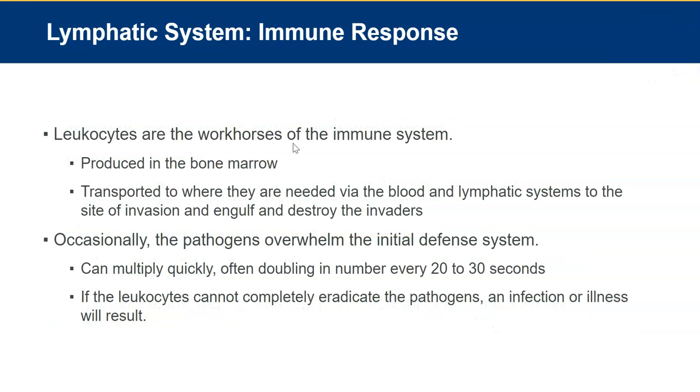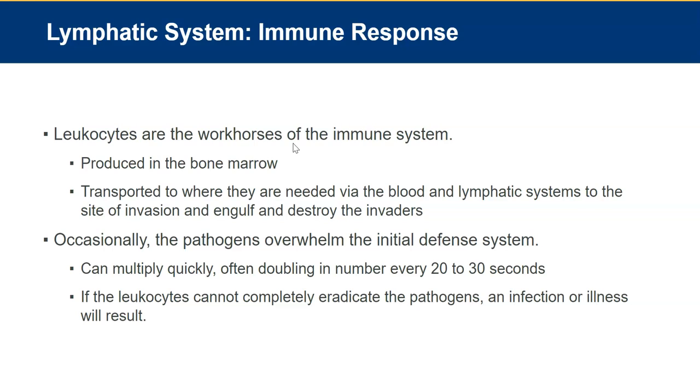Now, leukocytes, those white blood cells, are the workhorses of the immune system. They're going to be produced in the bone marrow, but then transported via blood and lymphatic systems to the site of infection, and they will engulf, actually envelop, invading pathogens to help destroy them.